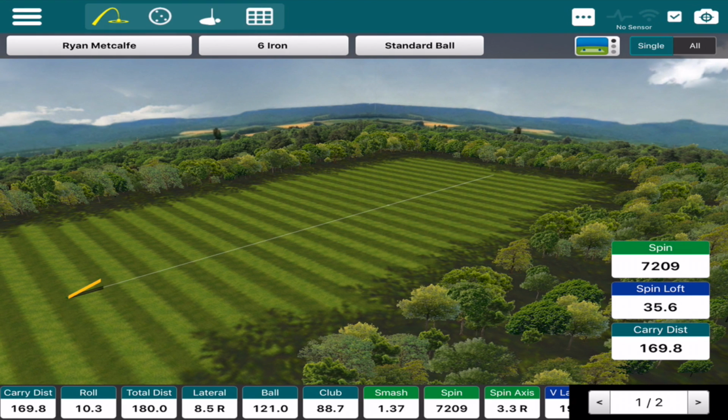If we look at the trajectory view, we can see that there's a clear difference between the two shots. This is the first shot, full 8 iron. The second shot that I hit was with a 6 iron. We can see that the flight is lower, and I got pretty much the same distance out of the two shots. So that's the answer, guys. It really is as simple as that.